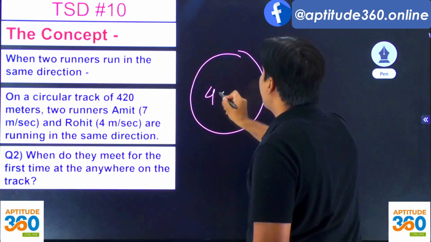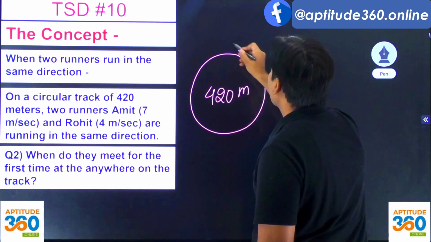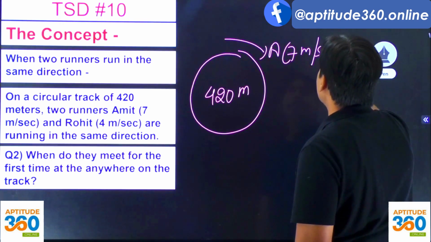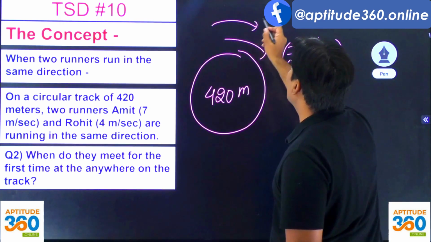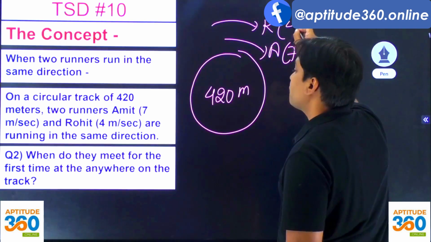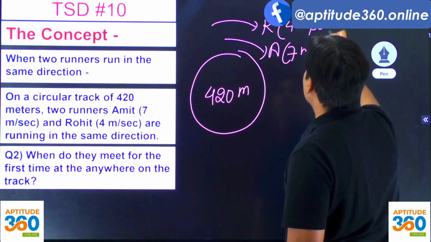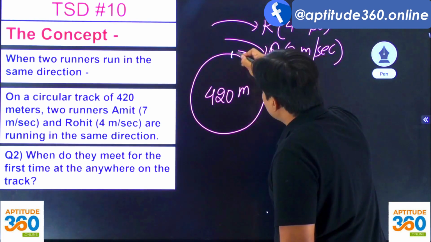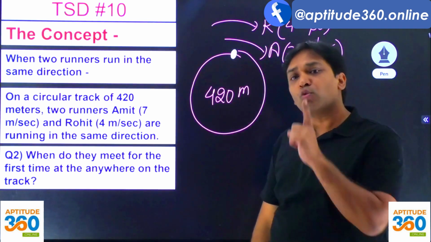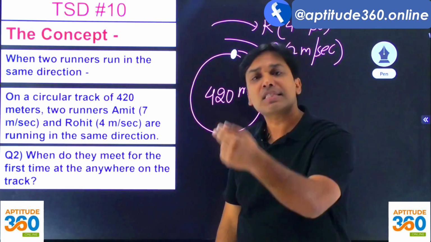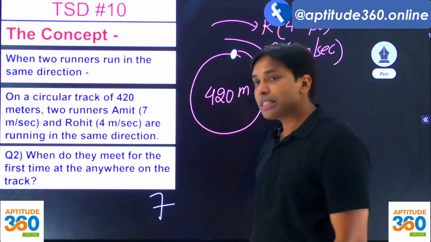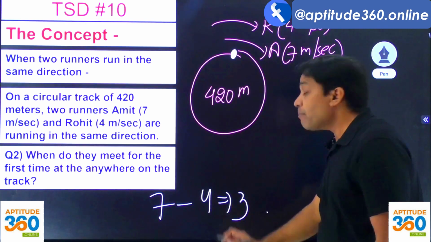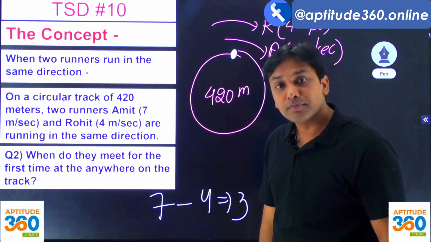so this is 420 meters. Now you have got Amit. Speed of Amit is 7 meters per second, whereas speed of Rohit is 4 meters per second. Now they started simultaneously. Let us assume that at this point, and in 1 second what is going to happen? Amit will be running 7 meters, whereas Rohit is going to be running only 4 meters. So what is going to be the gap between them after 1 second? 3 meters. You understand this?